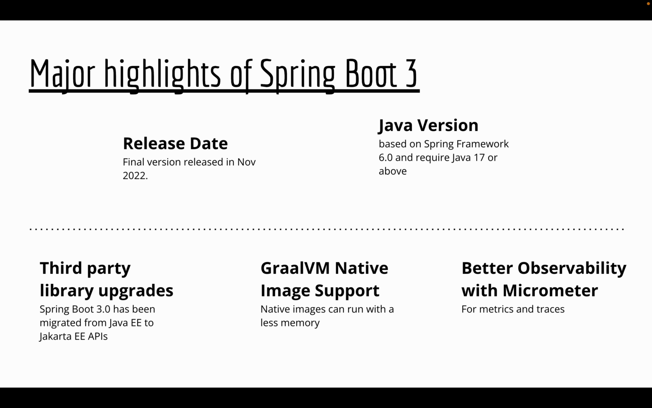If I talk about the major highlights of Spring Boot 3, then first is the release date. The final version, the stable version, is released in November 2022. Spring Boot 3 is based on Spring Framework 6 and requires Java 17 and above. For third-party library upgrades, Spring Boot 3 has been migrated from Java Enterprise Edition to the Jakarta Enterprise Edition APIs. For GraalVM native image support, native images can run with less memory. Better observability with Micrometer for metrics and traces.